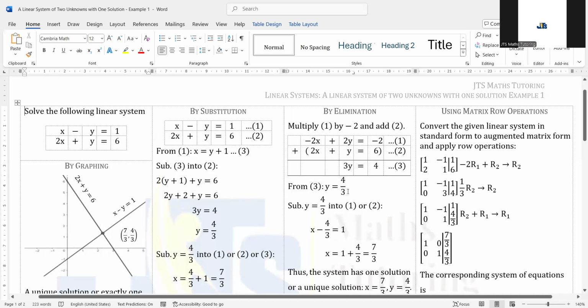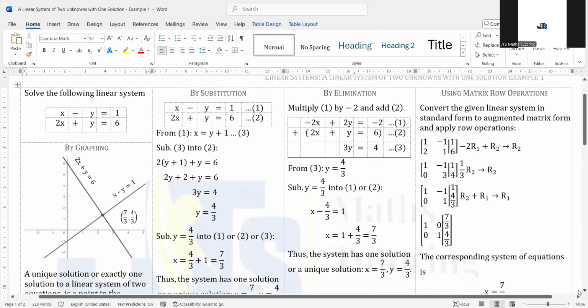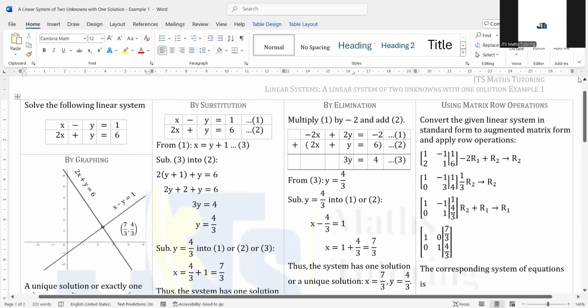You solve for that, obviously, and you're going to get y is equal to 4 over 3. So I'm going to sub that y is equal to 4 over 3 into either equation 1 or equation 2. You have seen this before. So x is going to be 7 over 3. You conclude again, by method of elimination, the system has one solution or a unique solution. x is equal to 7 over 3 and y is equal to 4 over 3. Beautiful. Now I'm moving on to matrices.